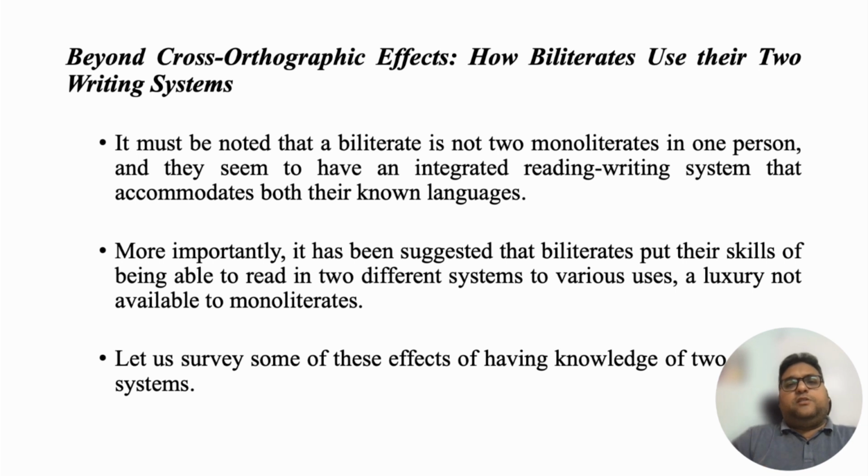So it's not that the two reading writing systems are very separate from each other. It becomes a conjoined system in some ways, which accommodates the skill of reading and writing in both languages. More importantly, it has been suggested that biliterates put their skill of being able to read and write in two different scripts to various interesting uses, a luxury that is not available to monoliterates. Let's look at some of these things.